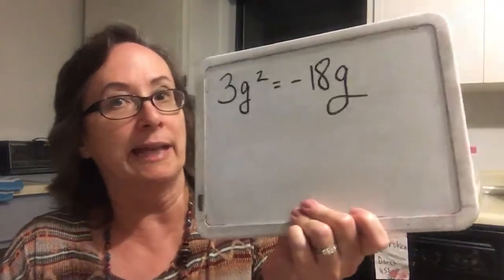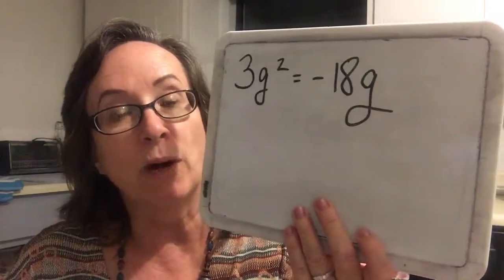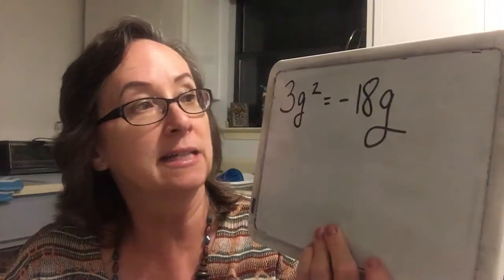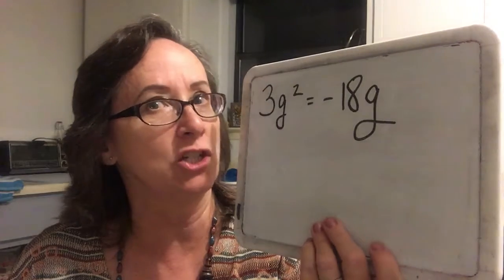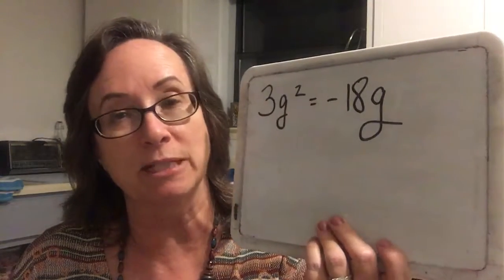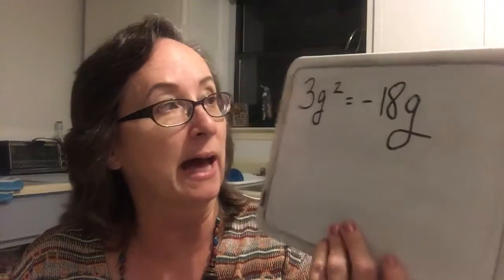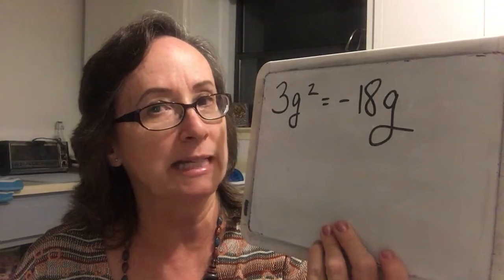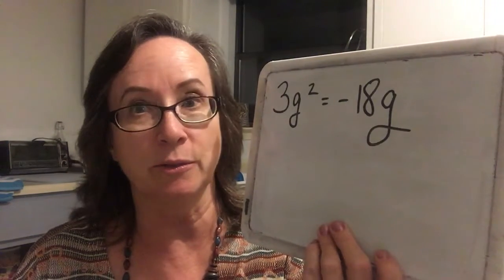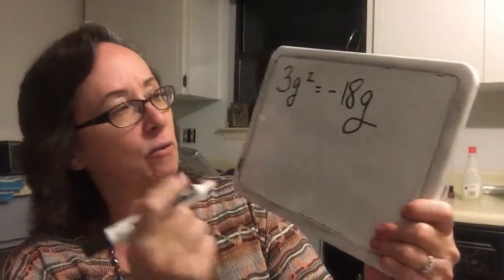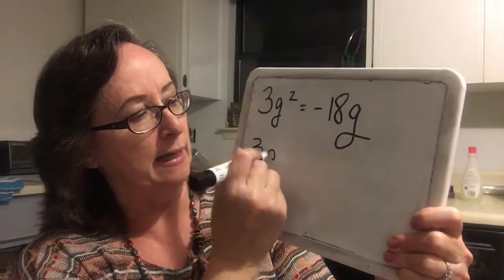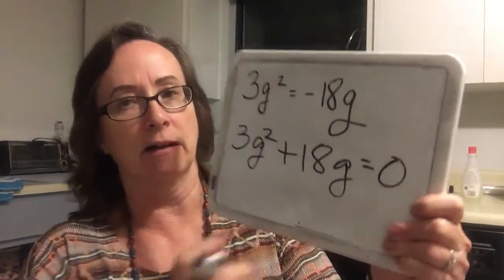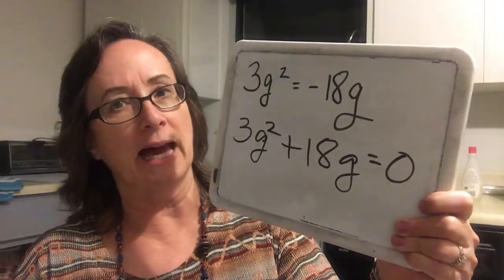This one looks a little weird, and it is a little tricky, because one of the biggest things that students struggle with is they see that there is a 3 and a g on both sides. Now, there is no problem whatsoever with dividing both sides by the 3. That's not a problem. But there is a problem with dividing both sides by the g, because you will lose a solution. So instead, what it's best to do is just take 3g squared plus 18g is 0. Just bring everything over to one side.